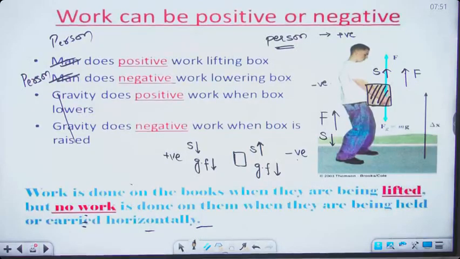The work done by gravity while lowering the box is positive. So this is about the case of work.